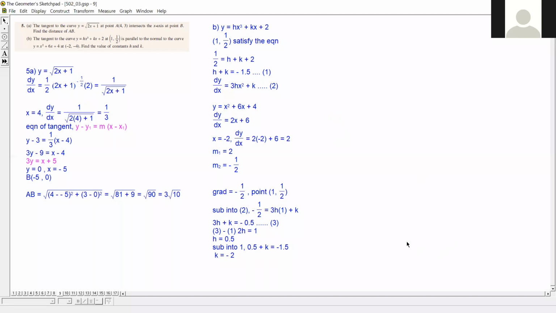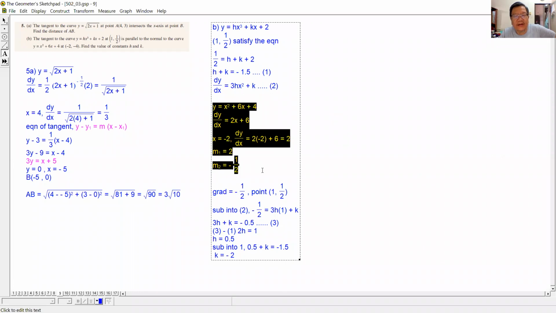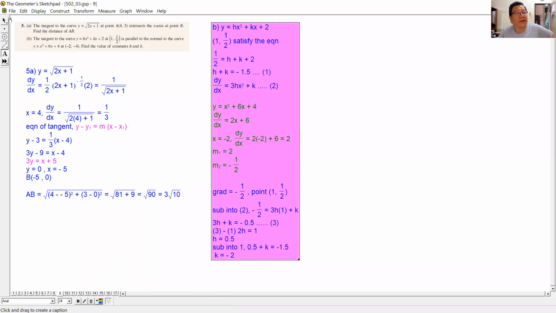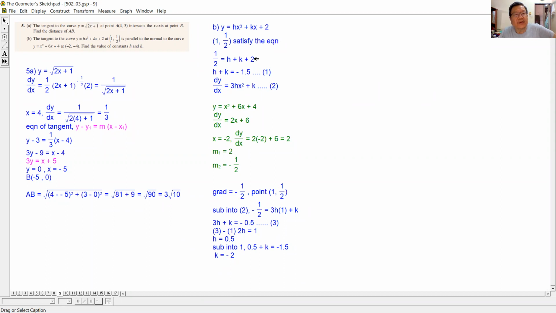Okay, right. I'll explain another time. Now this thing here comes from another curve. This thing here comes from another curve. So this thing here comes from the first curve. For the first curve, they are interested in the tangent, so I find dy/dx. For the second curve, they are talking about the normal. So after finding the tangent, I find the gradient of the normal.